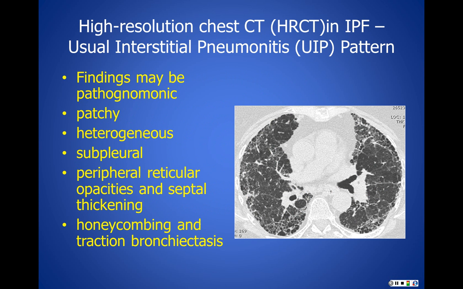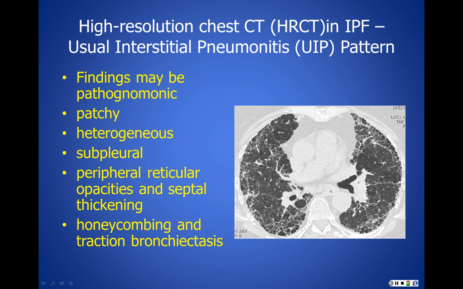This is the classic. If I convince you with this picture today, my lecture is worth it. Okay? This is the classic UIP pattern. Please remember this one. I'll go slowly. In usual interstitial pneumonia, it is heterogeneous. It is subpleural, and you have peripheral reticular opacities, and we have septal thickening. Please remember my secondary lobule. So you can say that these are all the secondary lobule here. We have the septal thickening, subpleural honeycombing, and this is the traction bronchiectasis.